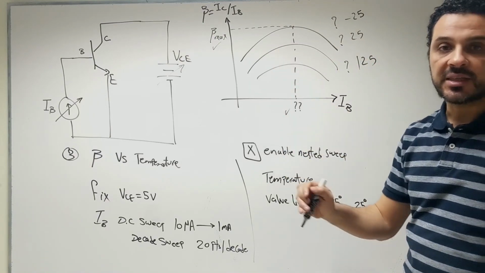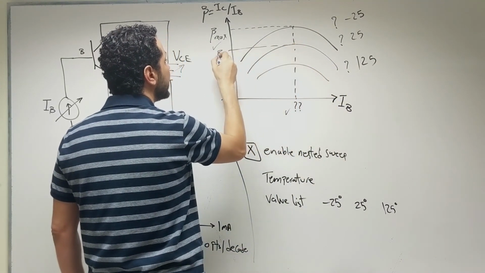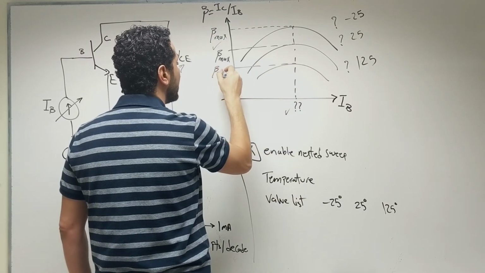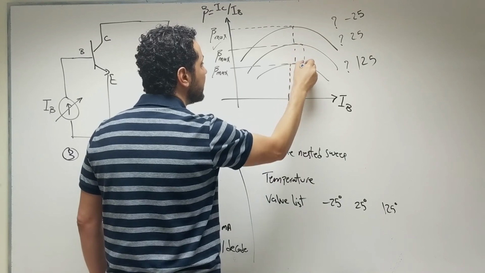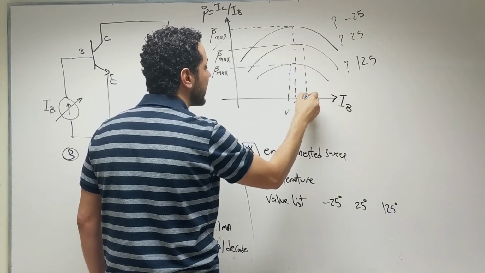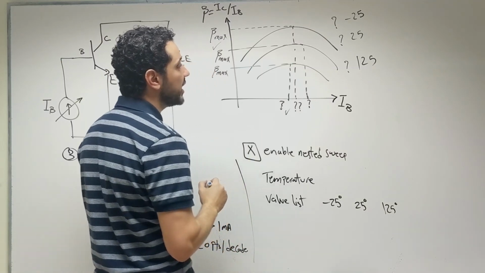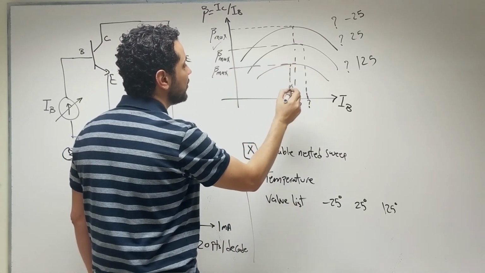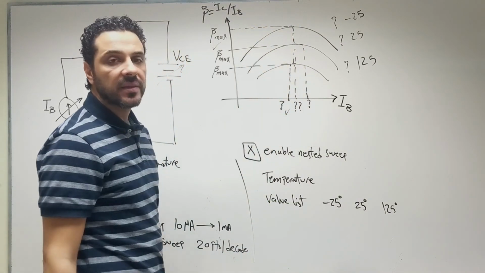In addition to that, for each curve, you are supposed to calculate the value of beta maximum and at which point it happens. They might occur at different values of I base. So for each curve, you are supposed to find the value of beta maximum and at which value of I base it occurs, and you identify this on the curve.